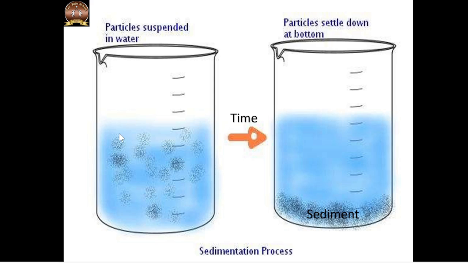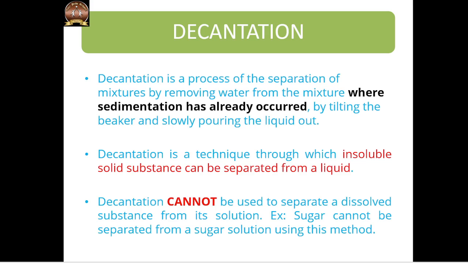Once again, you can see that there are some dirt particles which are suspended in the water. You allow it to rest, you give it some time, and these particles would settle at the bottom. That layer that settles at the bottom is what is called a sediment. So now how can we separate the clear water from the sediment at the bottom? We can do this by a simple process which is called decantation.